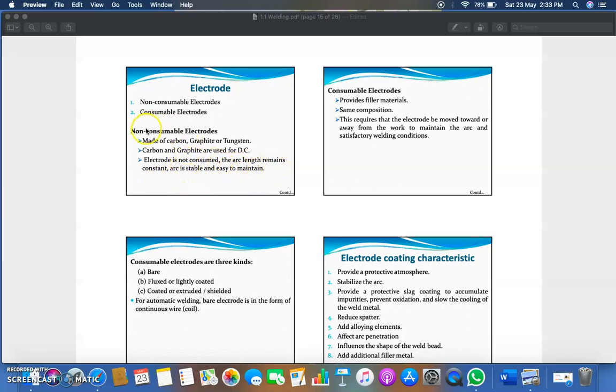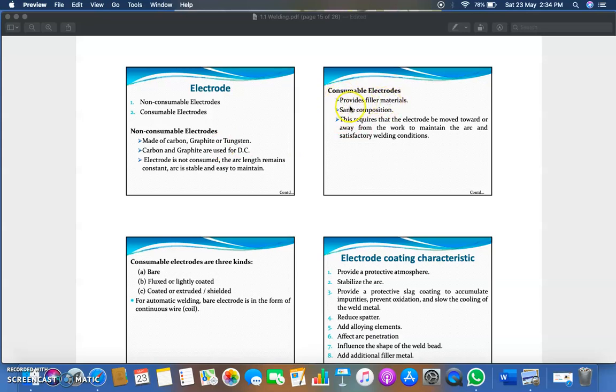In this type of non-consumable electrode, whenever you are using it, the electrodes are not consumed, and the arc length remains constant, stable and easy to maintain. These are the characteristics of non-consumable electrodes. Now let's see what consumable electrodes are.